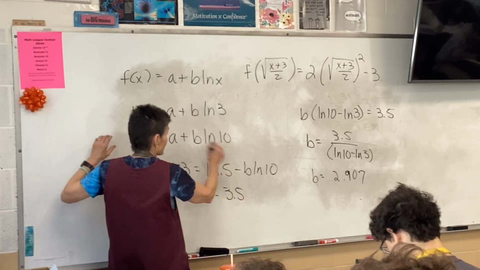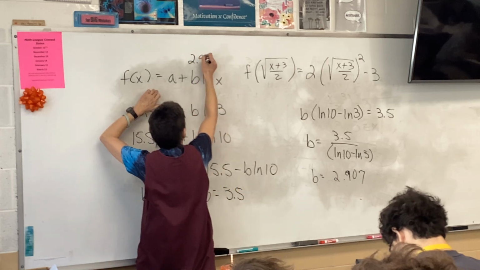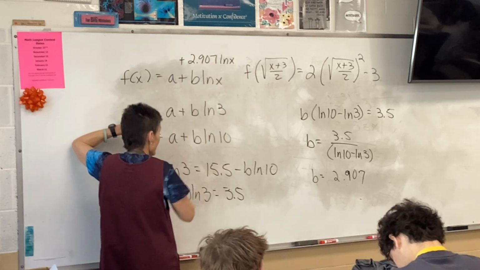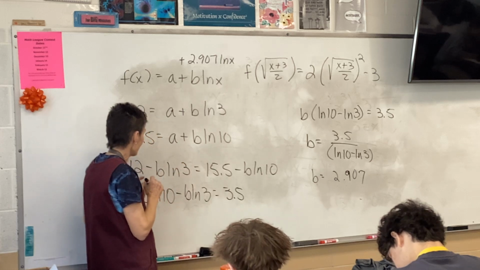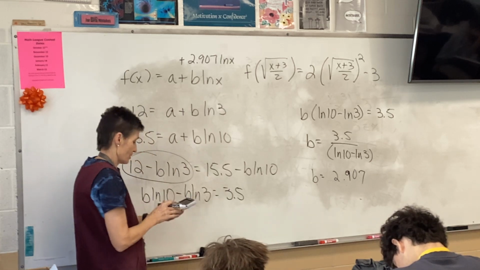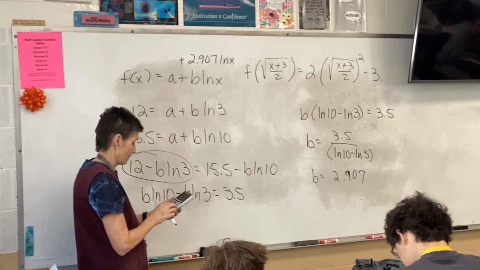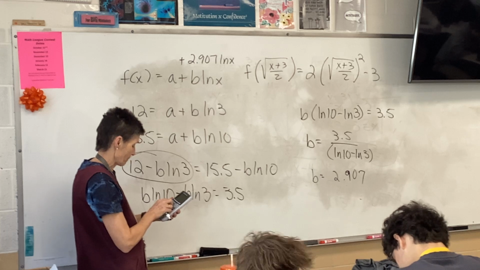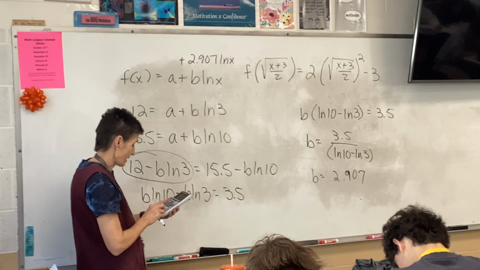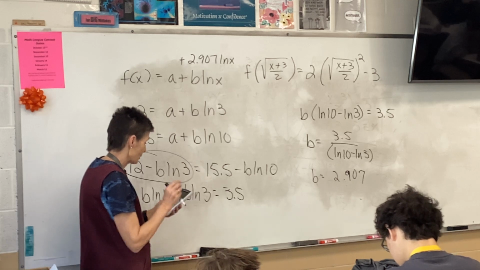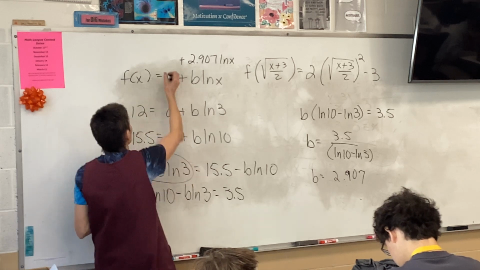So remember, that's B. So I've got 2.907 ln x. Now I have to figure out A. So I'll just come back here. Isn't this A right here? So 12 minus that thing, times ln 3. Did you get 8.806?